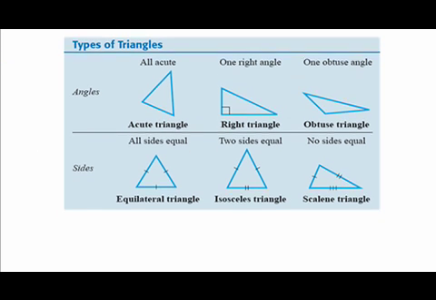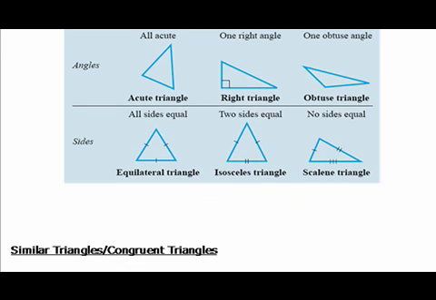According to sides, if all three sides are different in length, we call that a scalene triangle. If at least two sides are equal, we say an isosceles triangle. And then finally, if all three sides are equal, we call that an equilateral triangle. You may have heard these before in other classes.